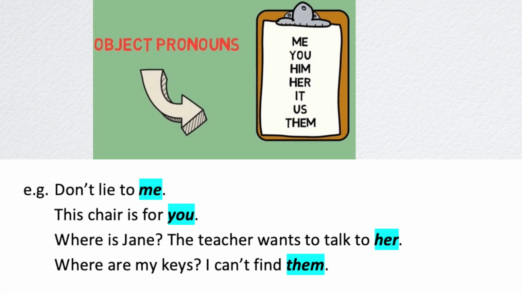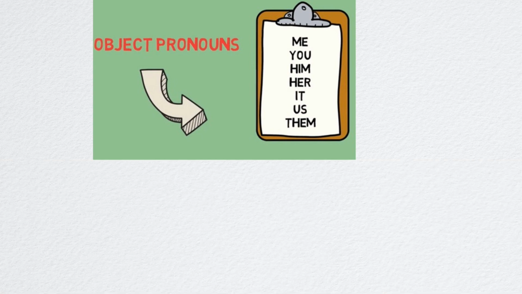Object pronouns. They take the place of a noun in the object place. The object pronouns are me, you, him, her, it, us, you, and them. Look at the example statements. Don't lie to me. This chair is for you. Where is Jane? The teacher wants to talk to her. Where are my keys? I can't find them. The highlighted nouns in these sentences are not subjects. Rather, they are objects. They either follow the main verb or they follow a preposition.